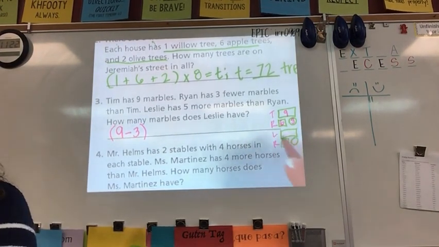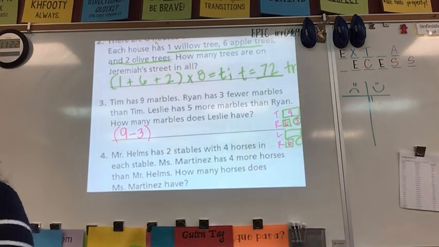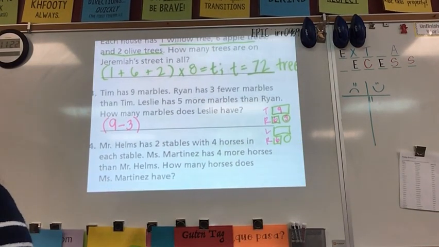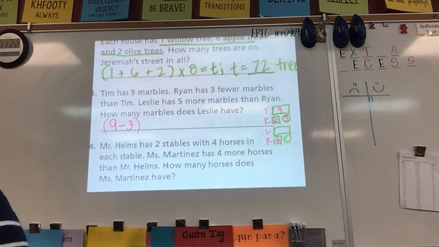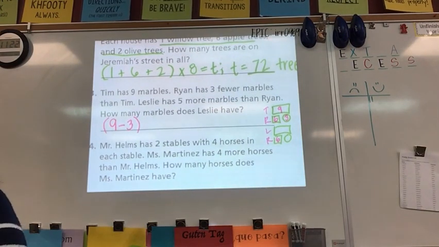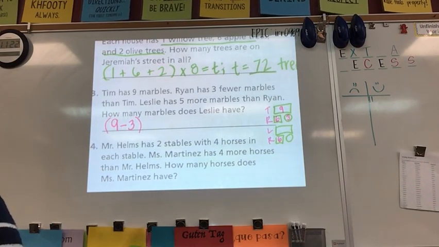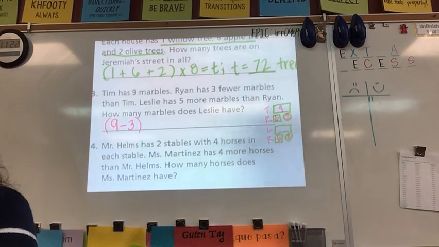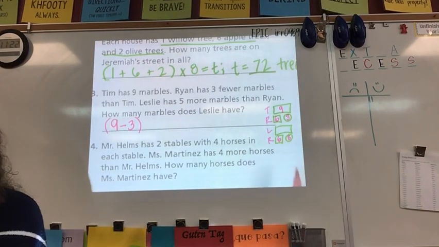We know that Ryan has 6. Who can tell me what else to plug into my bottom comparison bar? It says Leslie has 5 more marbles than Ryan. What would I plug into this math drawing to help? Hendrix? 11. I didn't hear 11 in there anywhere. Leslie has 5 more marbles than Ryan. Olivia? 5. Where would I put that 5? In the circle. In the circle, because it's 5 more than. Then, Hendrix. Leslie has 11.